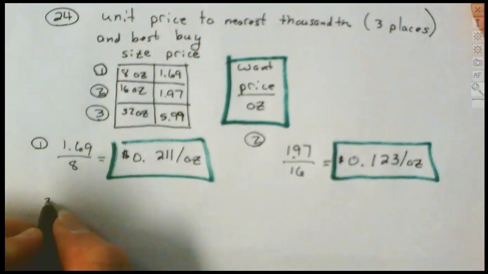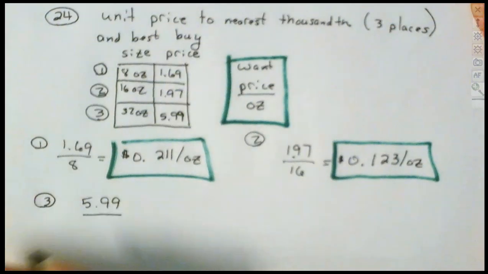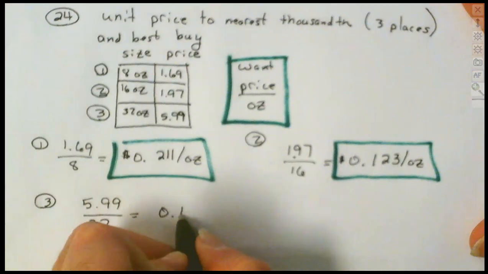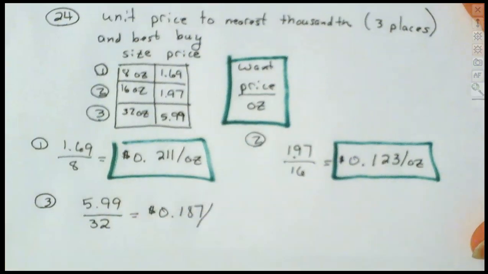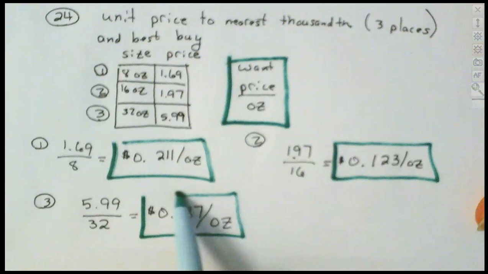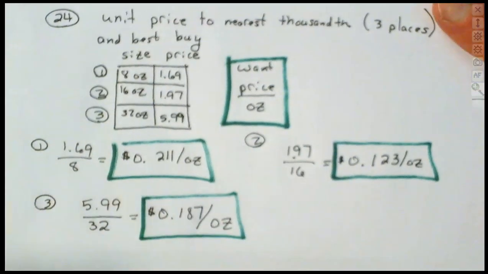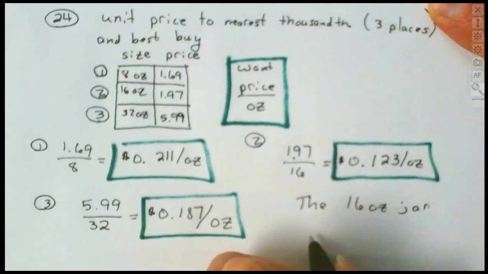And then the third one, we need to calculate it out as well. It's $5.99 over the 32. $5.99 divided by your 32 gives you 0.187 if we round, and that's going to be price per ounce. And we want the better buy, so we want the smaller one. Which one's going to be the cheapest per ounce? The 16 ounce. So the 16 ounce jar is the better buy.